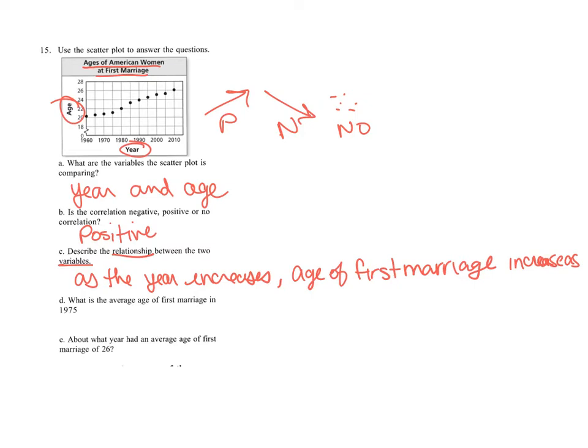So here's our first question. What is the age of first marriage in 1975? So we go to our graph and we see that it's counting by five-year increments. So 1975 is here. And that looks like it's about in the middle between 20 and 22. So I'm going to say about 21 years old. And then it asked about what year had an average age of first marriage of 26. So let's go to 26 and then find the x value, the year. That's 2010.